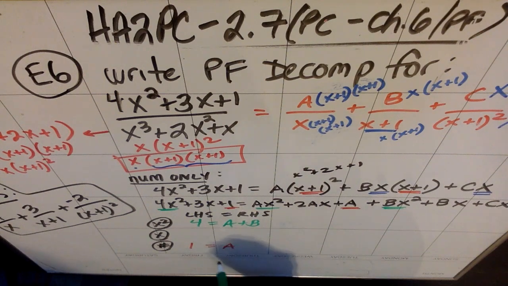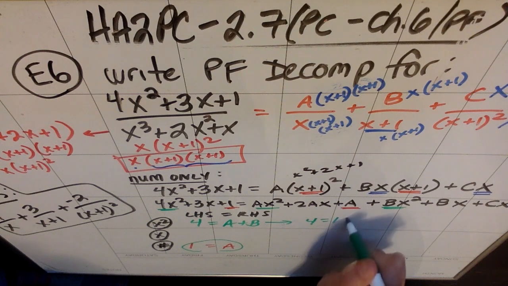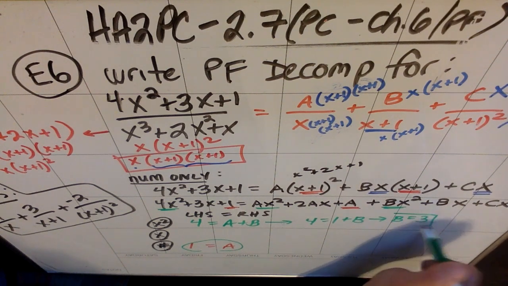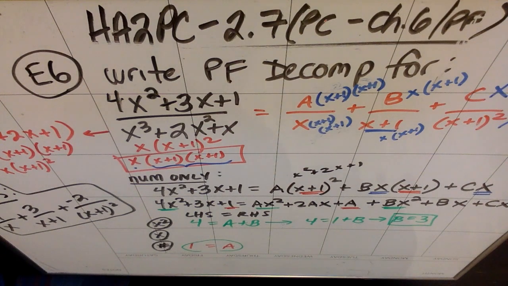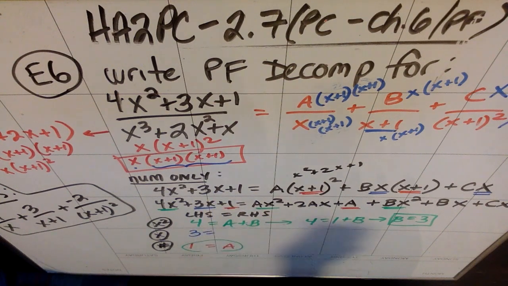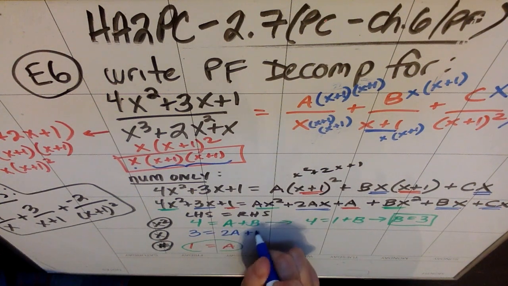Well, that would be more stressful, except we already know a is 1. So 4 has to be 1 plus b. Oh, look, b is 3. Right? So that's fine. So I've already got a and b. So now really, no matter what they throw at me, I should be able to find c pretty easily. On this side, my x term is 3, and my x terms on the other side are 2ax plus bx plus cx. So that's 2a plus b plus c.